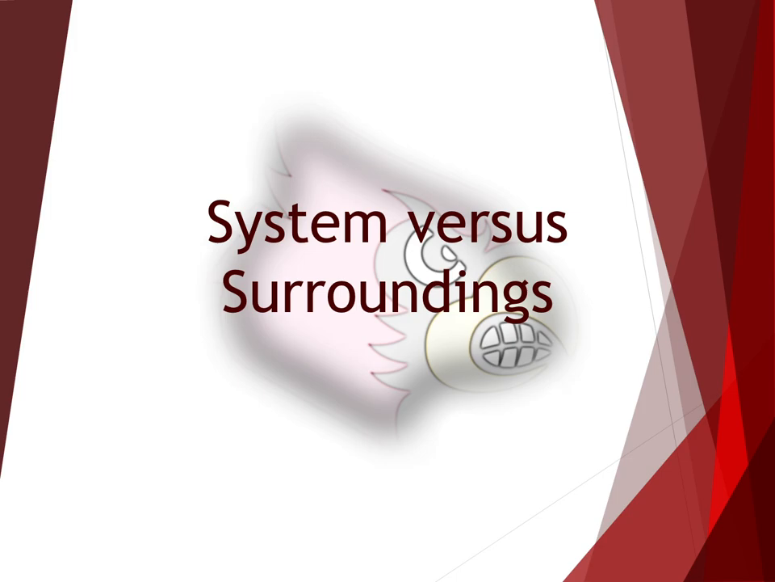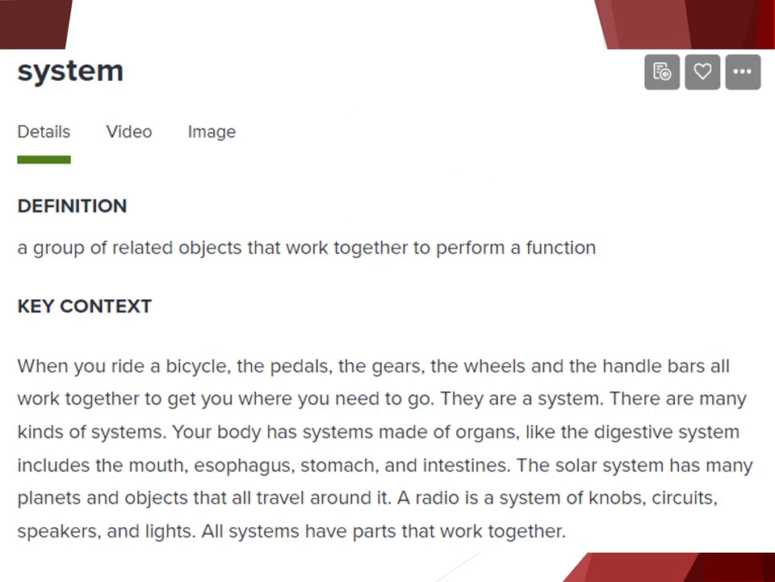Our next main idea, system versus surroundings. To get a more complete view of the energy changes associated with a chemical or a physical change, consider two regions. The system is the part that's being studied. Everything outside of the system is considered the surroundings. A barrier separates the system's interconnected parts from its surroundings.